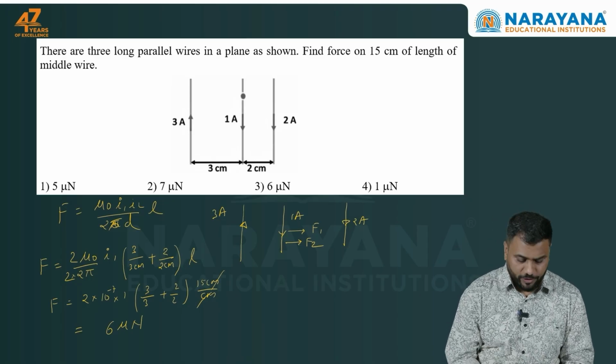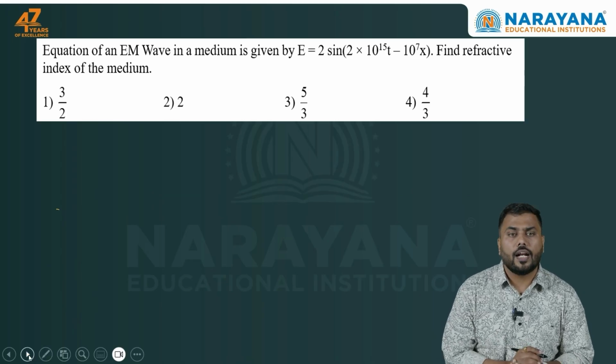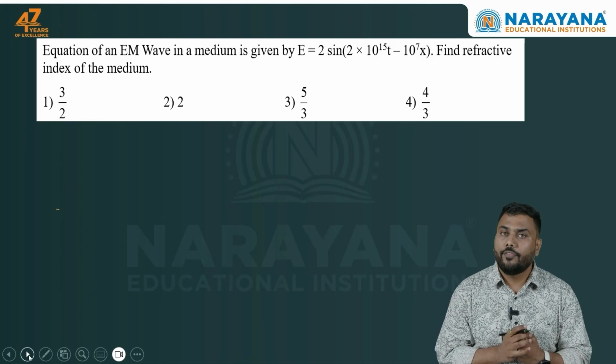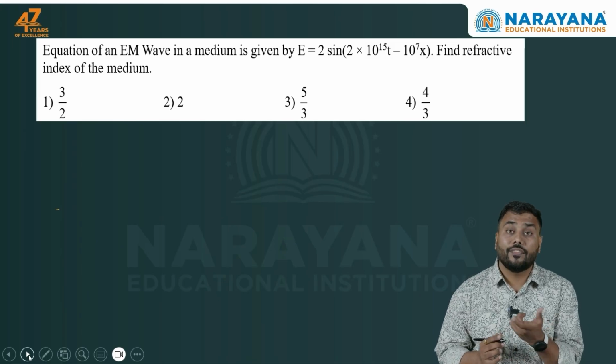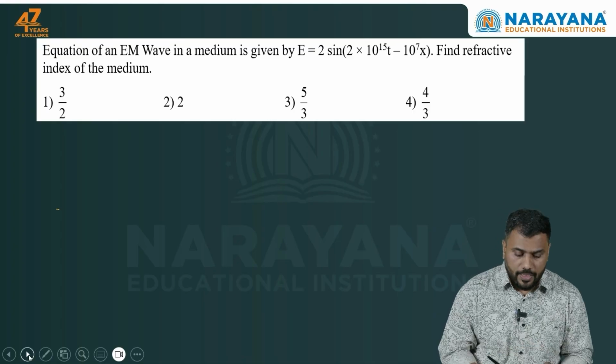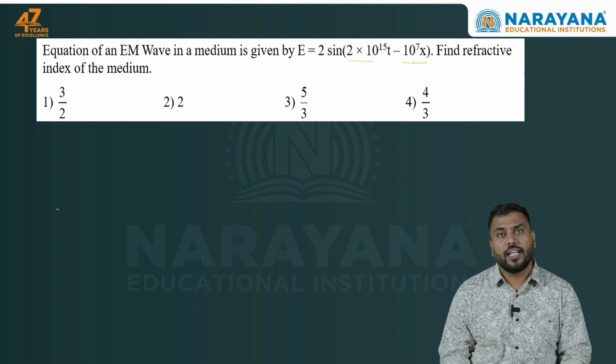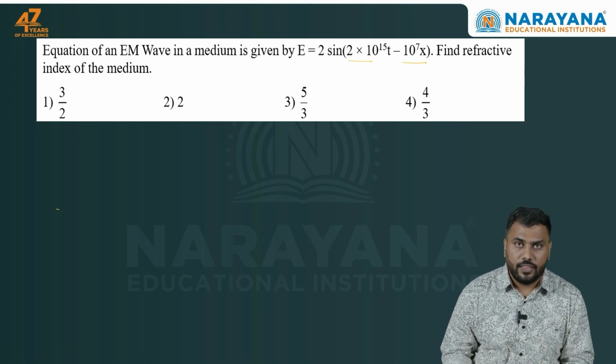Let's go to the next question. The next question is the easier one. They are asking to find out the refractive index of the medium in which the electric field component wave equation is given to us. We know that the coefficient of t and coefficient of x in the wave equation can be used to calculate the wave velocity of this wave.